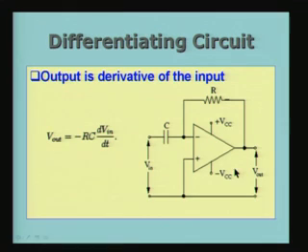Similarly, a differentiating circuit is also possible if I just interchange the C and the R, the capacitance instead of the resistance and resistance instead of the capacitance. You get an expression like this: V out equal to minus RC dV in by dt. That is the derivative of the input signal.